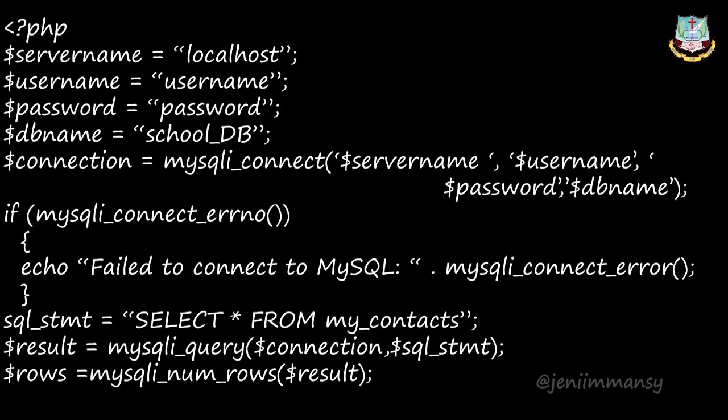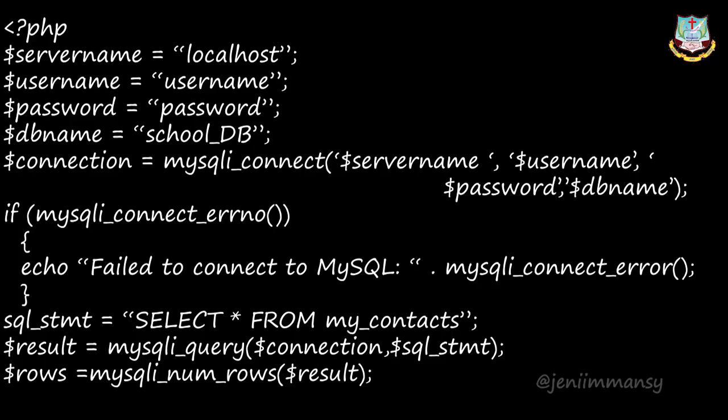First we'll open a PHP program. We start with the PHP code, and then server name, username, password, DB name. Here they have given $servername is equal to localhost, username is username, password is password, and database name is student_DB.